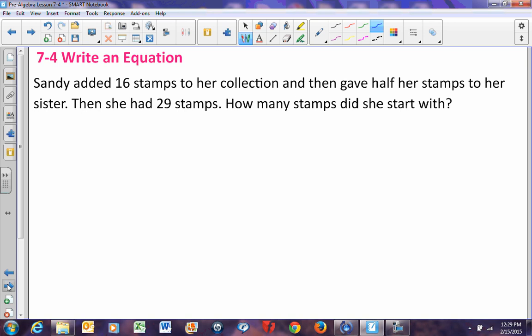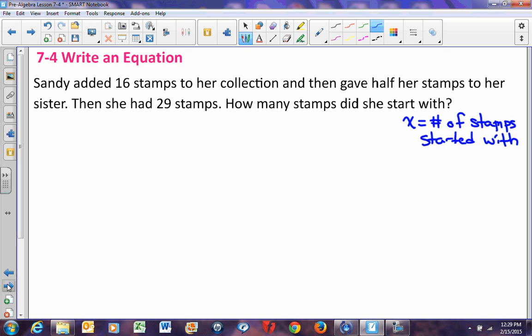So let's let x equal the number of stamps she started with. X is going to equal the number of stamps she started with. What she started with and what she added, then what she gave to her sister equals how many she has left. Okay, that probably doesn't make too much sense. So let's look at it again.